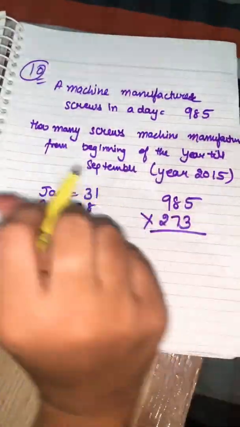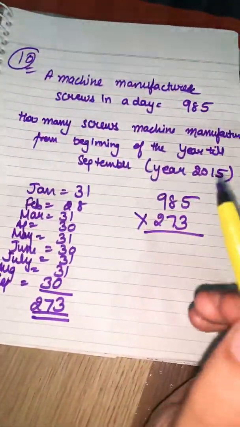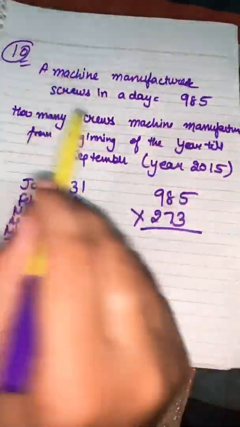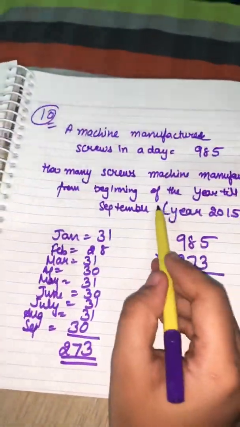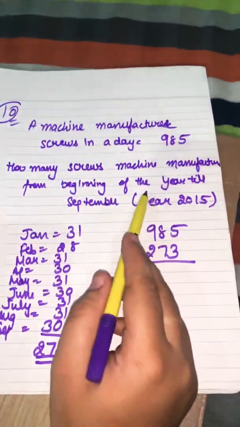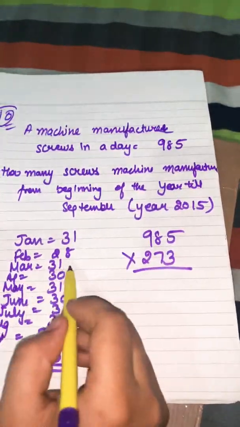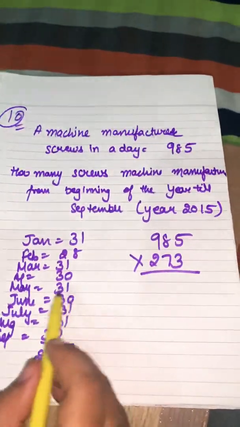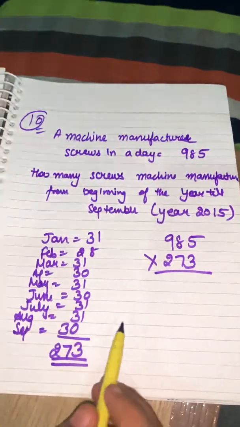I again repeat that a machine manufactures screws in a day, in a single day is 985. So we have to find out how many screws the machine manufactured from the beginning of the year till September in the year 2015. So we have in January 31 days, February 28 days, March 31 days, April 30 days, May 31 days, June 30 days, July 31 days, August 31 days, September 30 days.